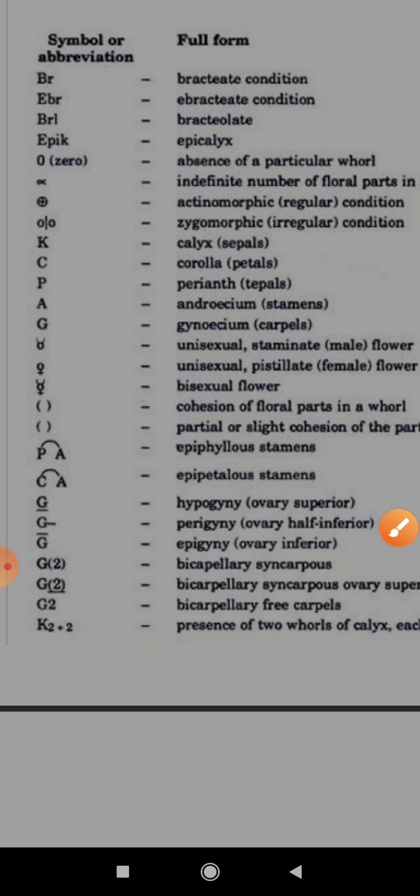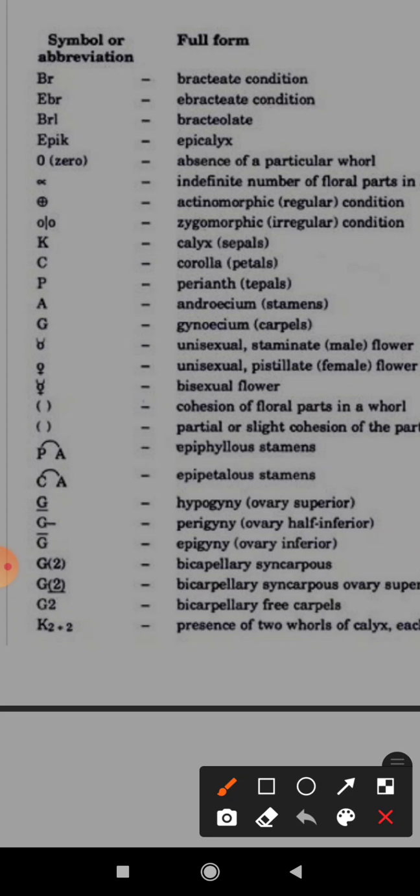Then bicarpellary free carpels, right? So if the carpels are not fused, then in that case gynoecium and only 2 without the bracket, that means the carpels are free. If the carpels are fused, we represent it like this. If the ovary is superior, we represent it like this. If the ovary is inferior, we represent it like this, right?